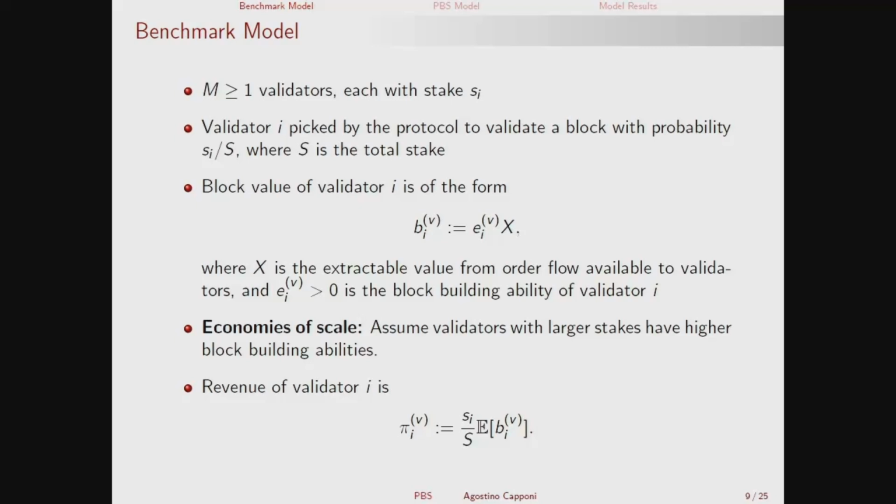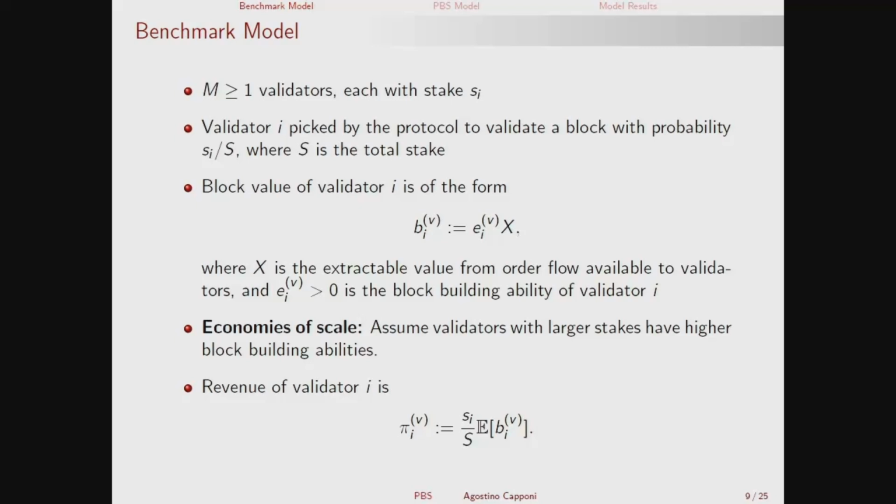So the model is the simplest possible model we can think of. Maybe it can be simplified even more, but basically the idea is that we have m validators, each of them has a stake. So this is the situation where validators are basically earning rewards depending on their stake. The value of the block that they are building is basically equal to this quantity EIV, which captures the block building ability, how good the validators are at selecting this order flow and adding it into the block, and X is the extractable value from order flow that is accessible to the validators.